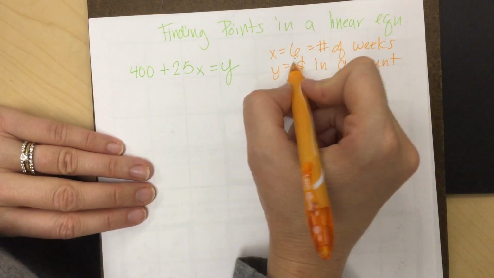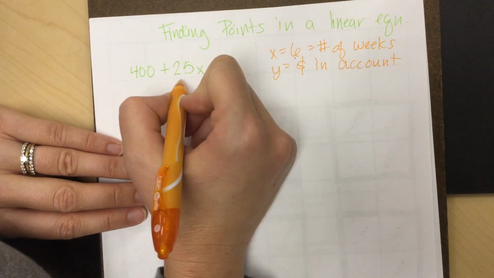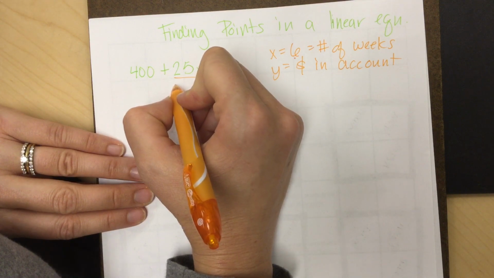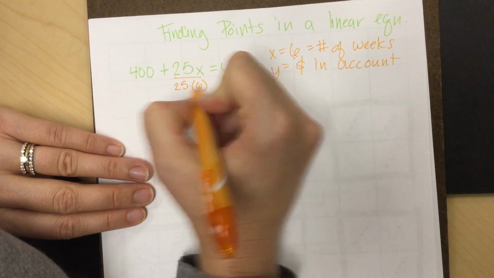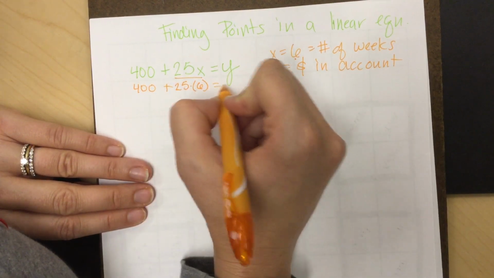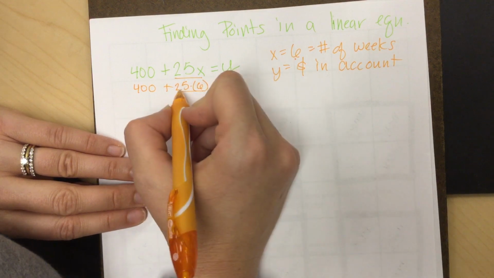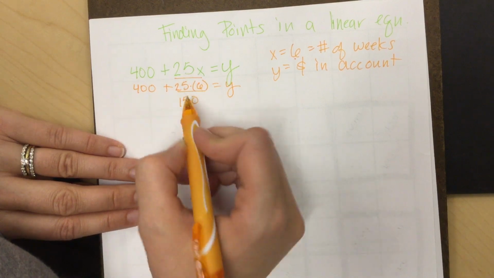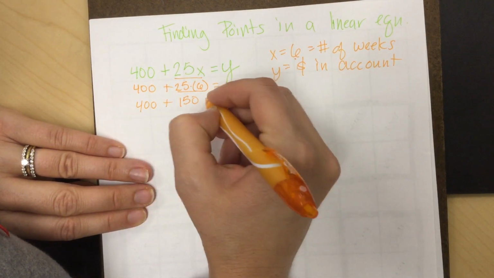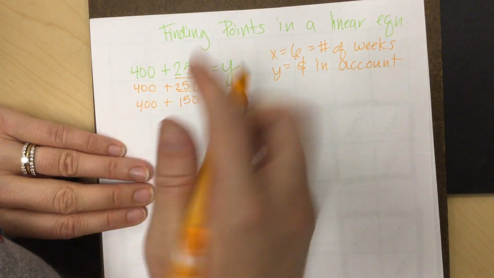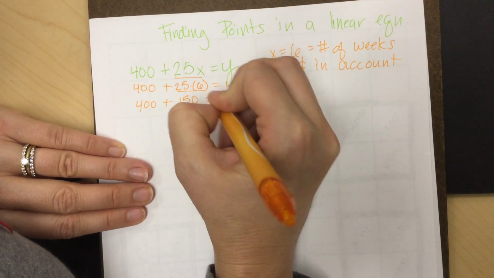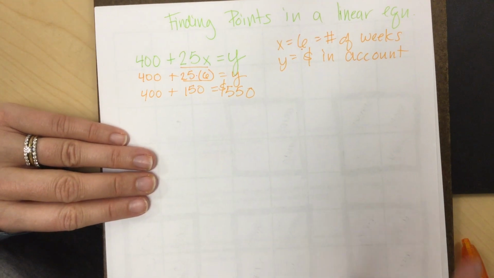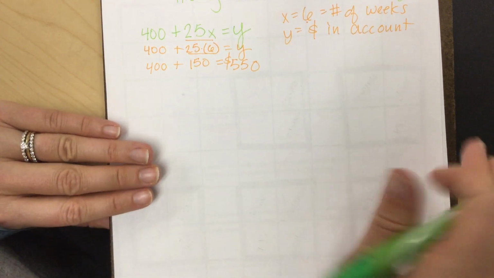Okay, so if you want to figure out how much money you're going to have in 6 weeks, well, I make $25 each week. So if I multiply that by 6, I'll figure out how much money I'll make in those 6 weeks. Well, 25 times 6 gives me $150. So I make $150 in those 6 weeks. Plus, I want to add in the $400 that was already there, which will give me a total of $550 in 6 weeks.